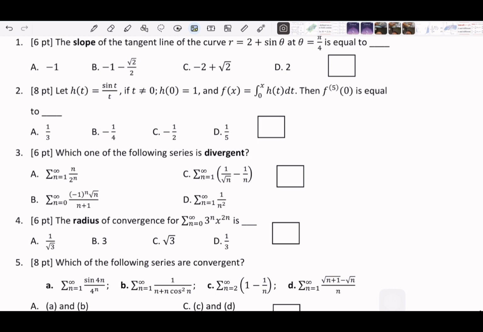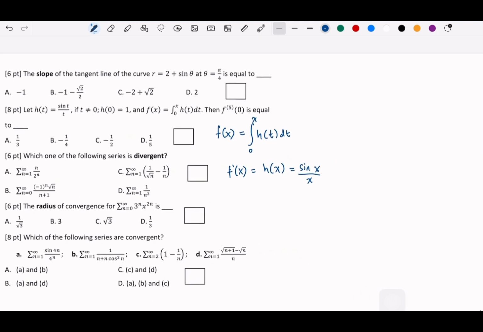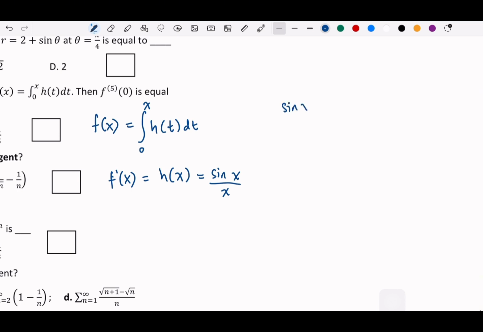Okay, so let me write first. The f of x is our integration 0 to x of h, right? And f prime is basically h of t, or x now. By the fundamental theorem, this is h of x, right? Which means this is going to be sine x over x. And in Maclaurin, sine x could be written as, let me write the expansion.